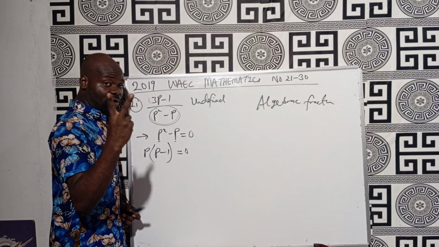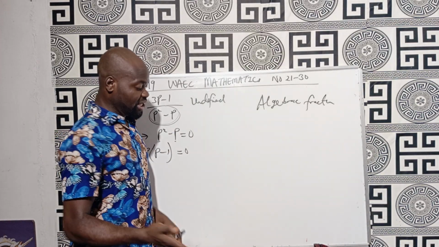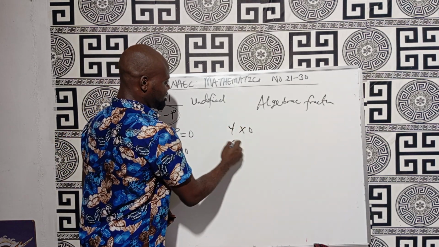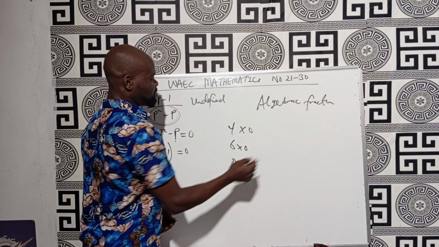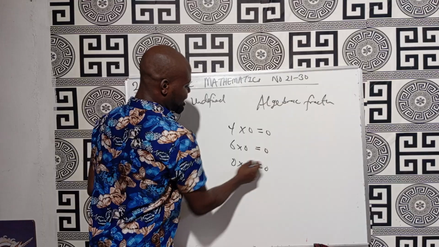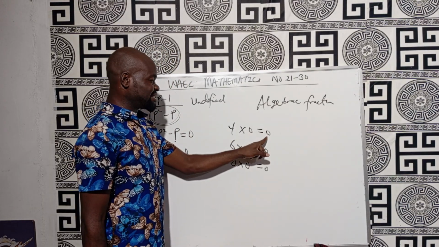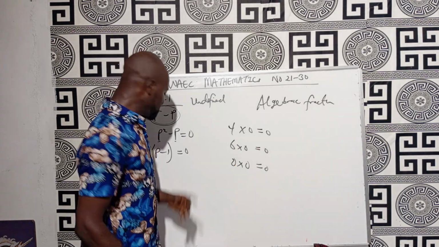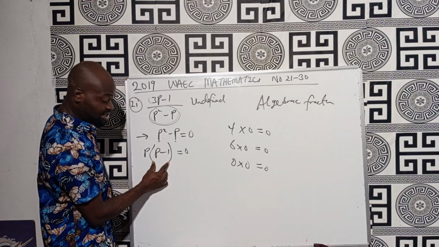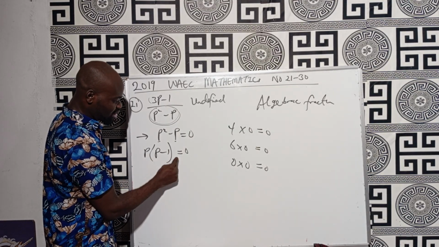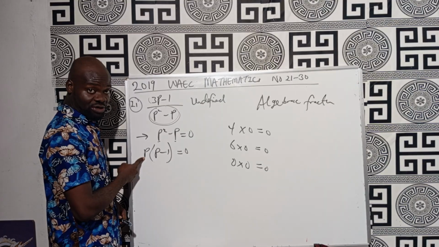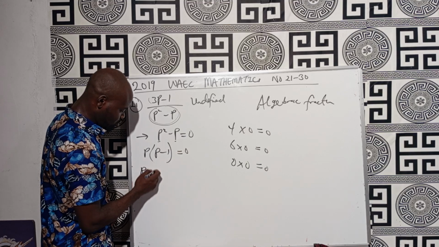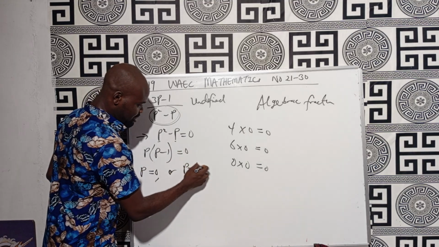If you multiply two numbers together to give you 0, that means one of them must have been 0. Let's see. If you have 4 times 0, 6 times 0, 0 times 0, you get 0, 0, 0. That means for us to multiply two numbers together to get 0, one of them or two of them must have been 0. So either the first one should be 0 or the second one here should be 0.